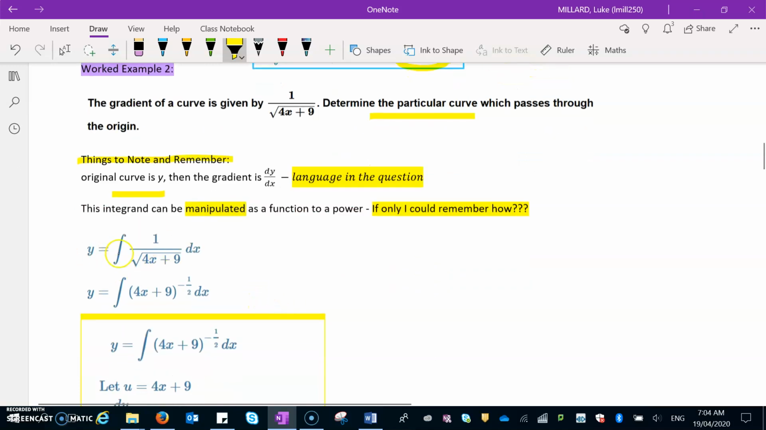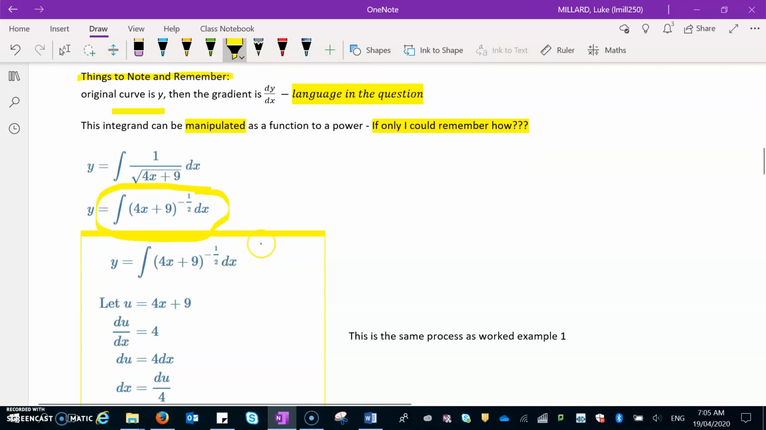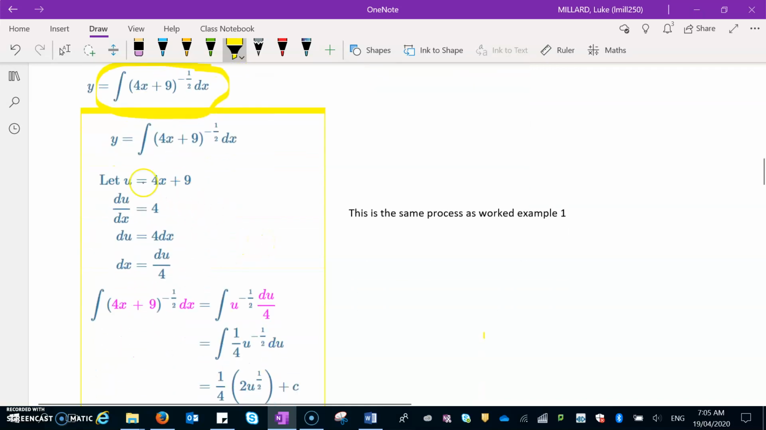So when we look at this question, guys, we can take the square root, again remembering that that's to the index of a half, and we can raise that to a negative power. So now that we've got our function that looks quite nice, and it's a function to a particular power that's not -1, that's the only case where you're not going to go through this process. So once you've got it there, guys, again, this is the same process.